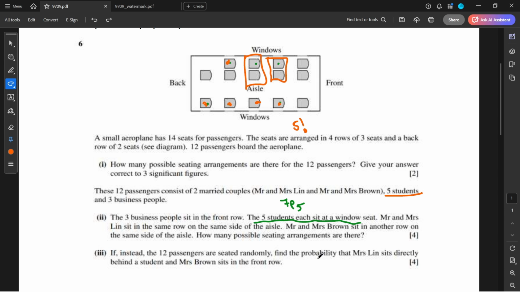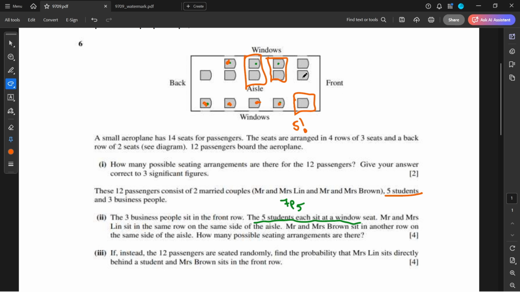The second common mistake was a lot of students forgot that Mrs. Brown has already acquired one of the seats in the front row. Let's say, for example, Mrs. Brown is acquiring this particular seat. Now, how many ways are going to be there for Mrs. Lin to sit behind a student?